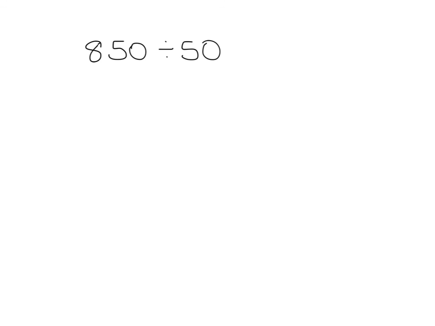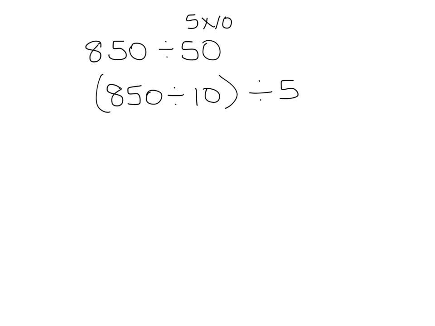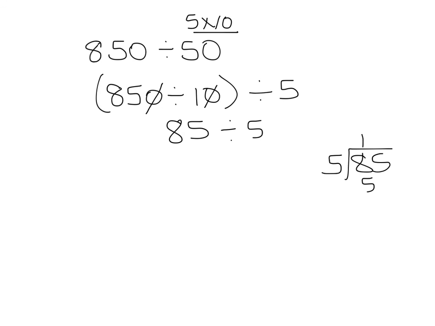Pause the video and you try this one. Don't forget to divide by 10 first. So we remember that 50 is 5 times 10. So we're going to divide by 10 first to get rid of the zeros. That's 85. Then we'll divide 85 by 5. So you worked that out, and you got 17.